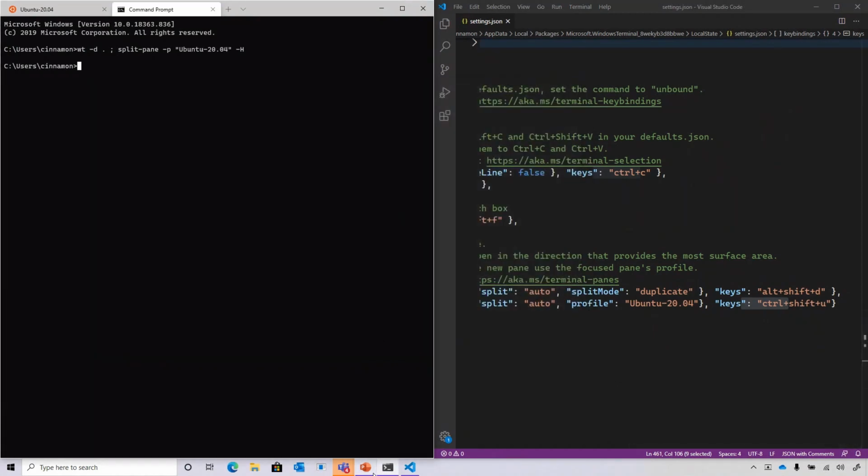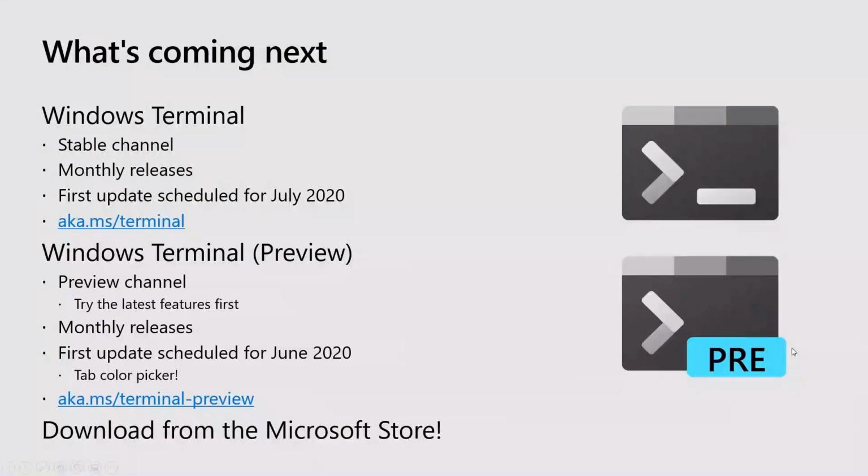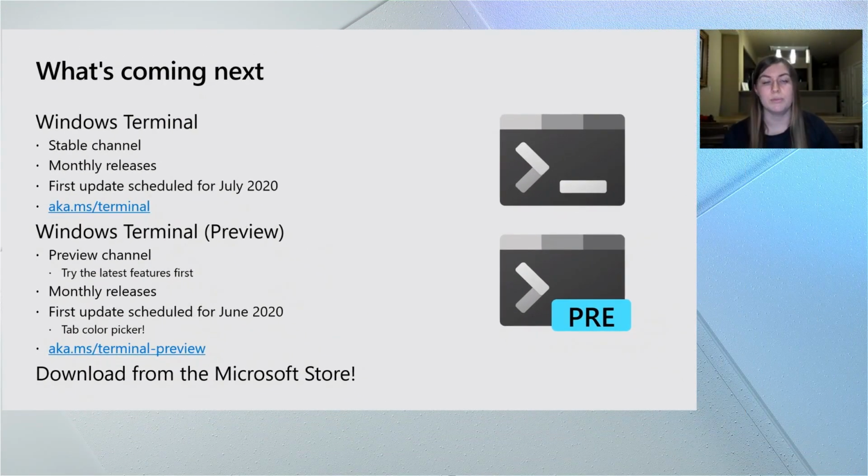And now I'm just going to talk about some things that are coming up shortly in the future. So Windows Terminal, it's here. It's on the stable channel. It will have monthly releases starting in July, and you can get that at aka.ms/terminal. We also have a new channel called Windows Terminal Preview, and this has all the newest features right away. So if you like to test out new features right as they come out straight off of GitHub, you can hop onto the preview channel. And this will also have monthly releases starting in June. And we have a tab color picker as one of our first new features in that preview starting in the June release. So go download those from the Microsoft Store.